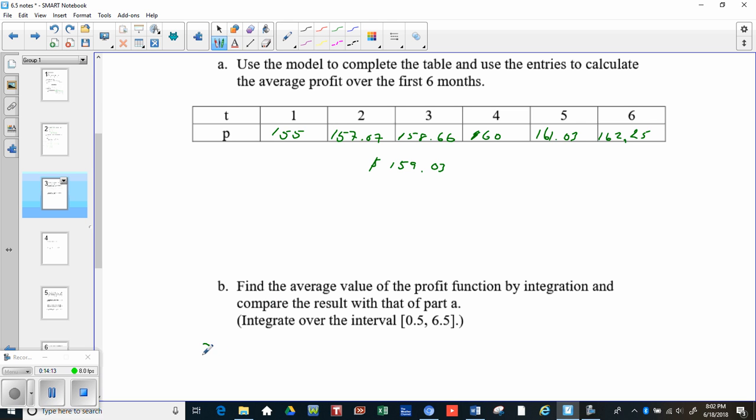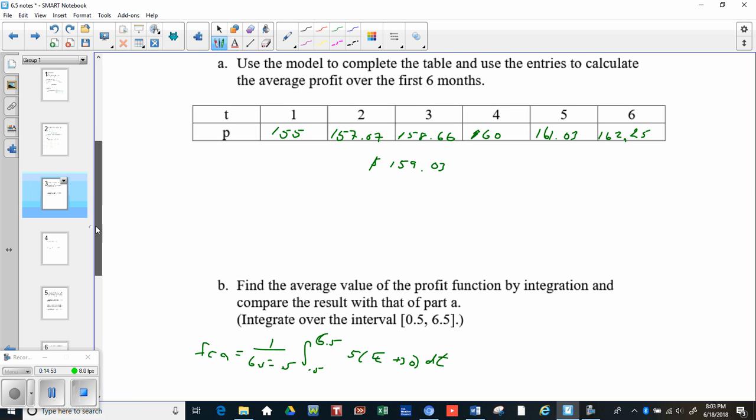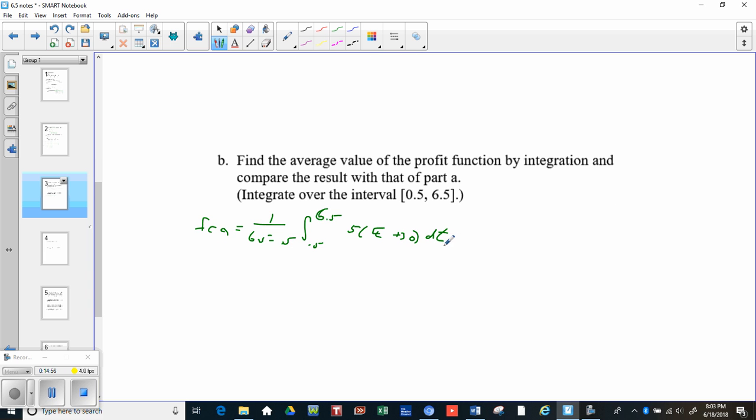So our f of c is going to be 1 over 6.5 minus 0.5, integral from 0.5 to 6.5 of our function, which was 5 root t plus 30 dt. All right, and while you certainly could go ahead and do this one by hand, we can go ahead and plug this thing into a calculator. So go ahead and plug that in. Clean that up a little bit there. It should be a 5.